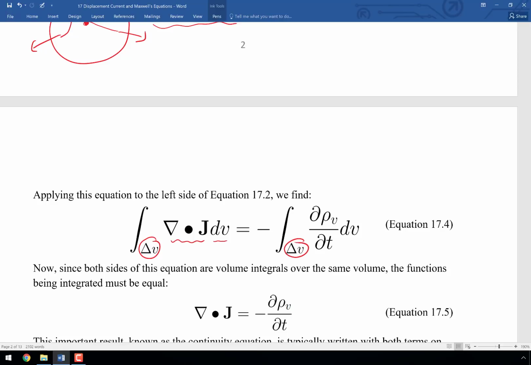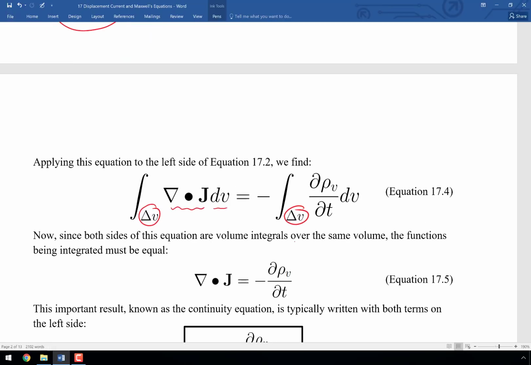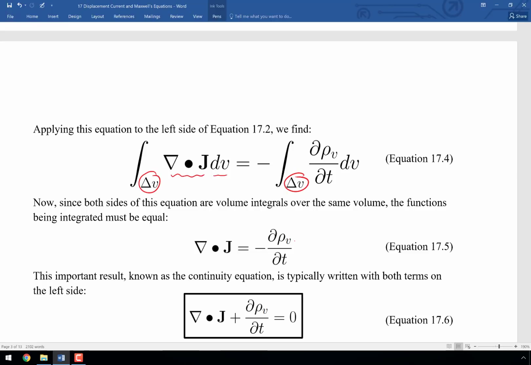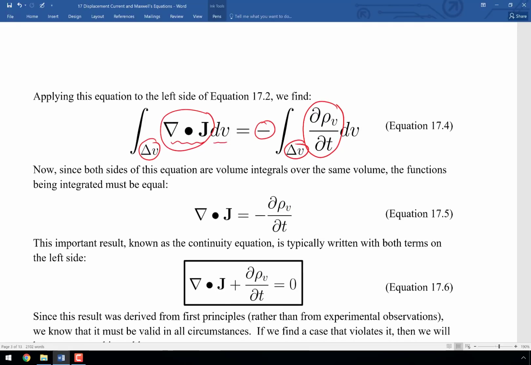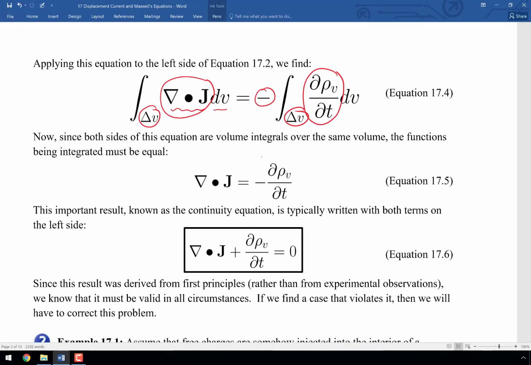And if two volume integrals over the same volume are equal, then that must mean that whatever is being integrated has to be equal. So we can drop the integration and just see that the divergence of j is equal to negative partial of rho sub v with respect to t. So we've just taken whatever was being integrated on the left and set it equal to whatever is being integrated on the right. Don't forget the negative sign. But most typically the continuity equation is shown with both terms on the left so that they're both positive. So the divergence of j plus the partial of rho sub v with respect to t is equal to 0.